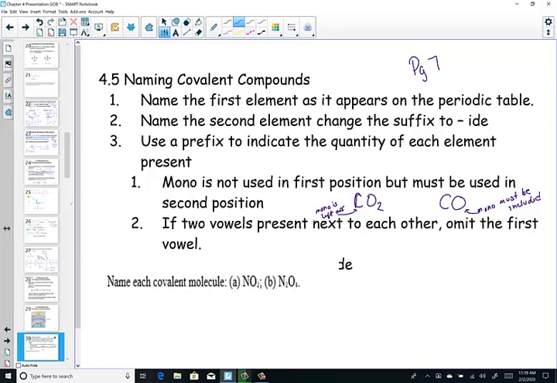The other thing you'll notice is that if you have 2 vowel sounds playing a role, it tends to trip you up. And I just gave an example. Mono, and then if I had the oxide, it would sound like mono-oxide if I left both vowels together. For this molecule, lop off the first vowel and just say monoxide. It just is easier to read. Alrighty. So let's practice a little bit using that.